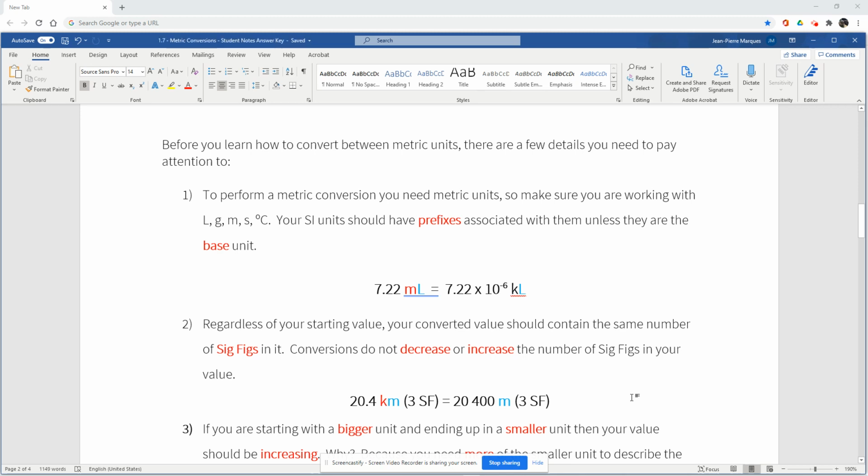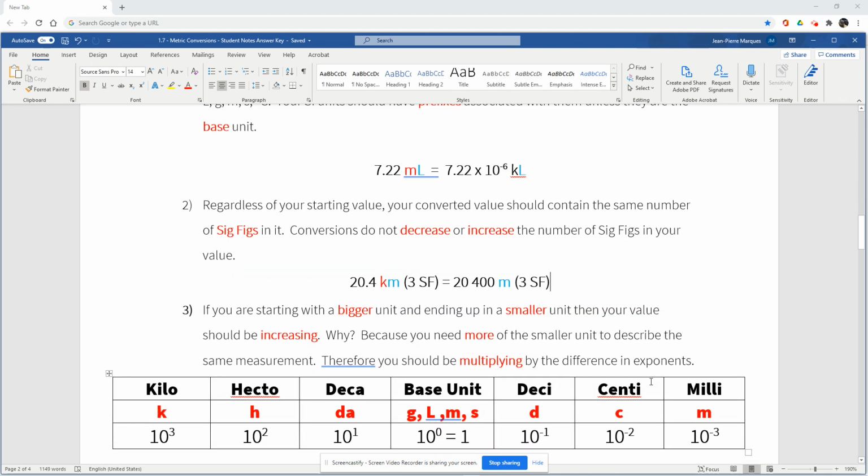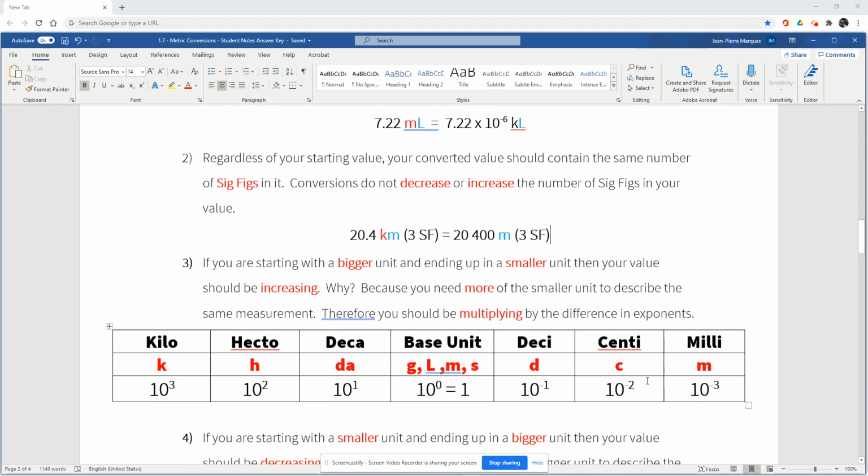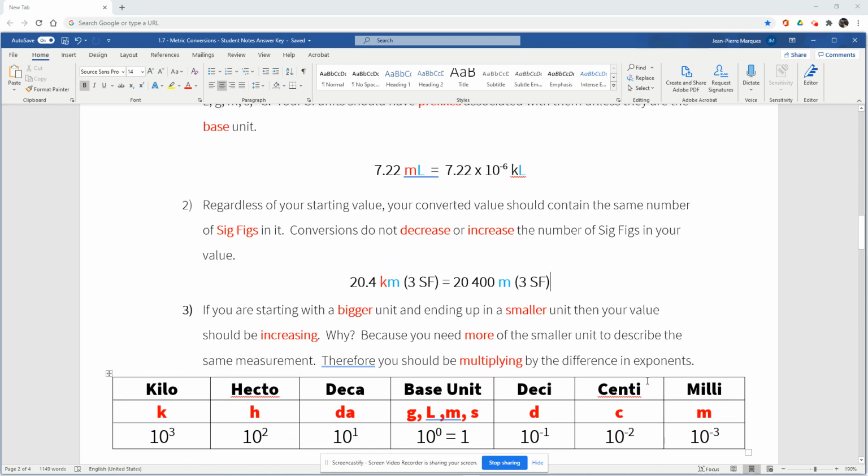They stay the same. Okay, so you should have the same precision in your starting value as you do in your converted value. Okay, number 3. This we'll go through in a few minutes with the actual conversions itself, but generally, when you start a conversion, you have to identify where your conversion is on your scale.